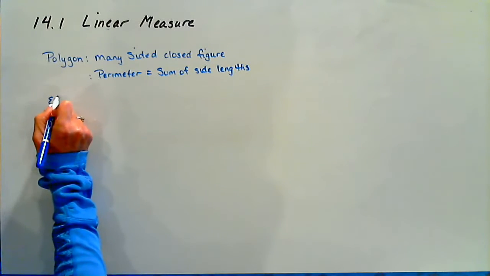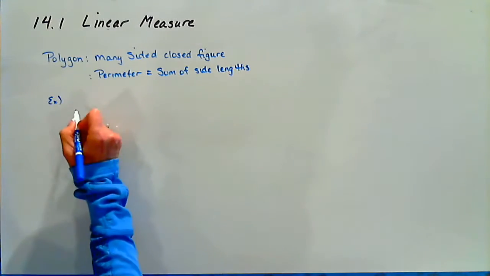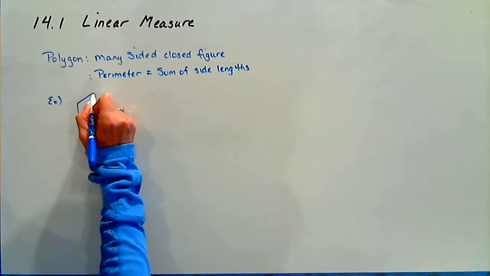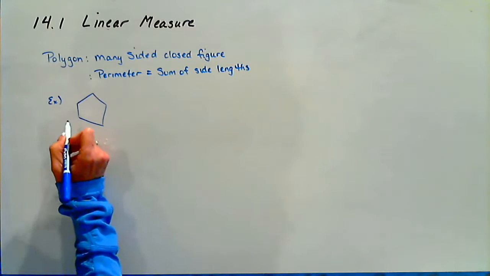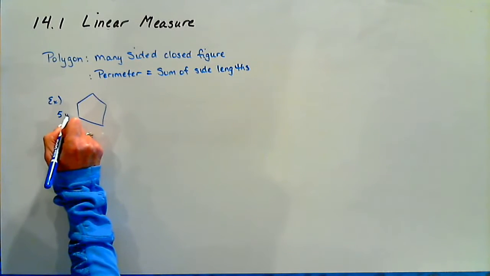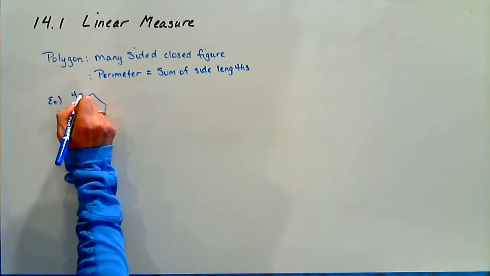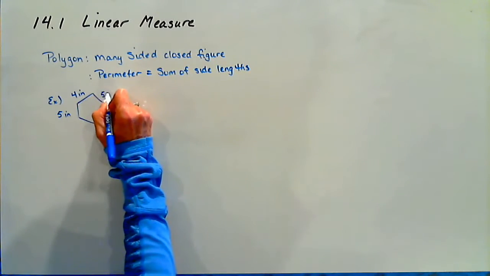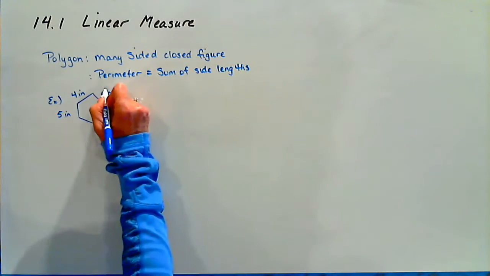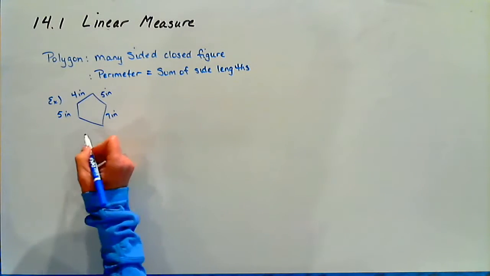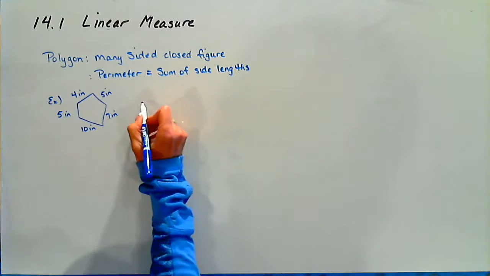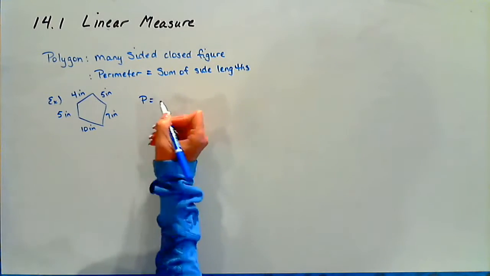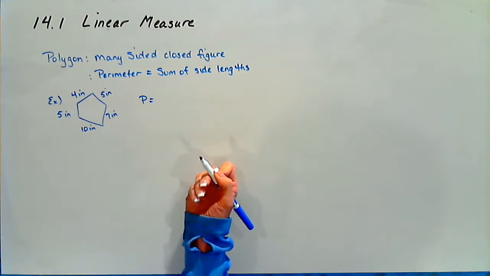So for example, let's say I give you a pentagon. It's not regular, it's an irregular pentagon. I'm just sketching. And let's say I give you this side is 5 inches, then going clockwise, I have 4 inches. I don't know, how about 5 inches, 7 inches, and 10 inches? Well, since they're all line segments, the perimeter is found by adding up the sides.